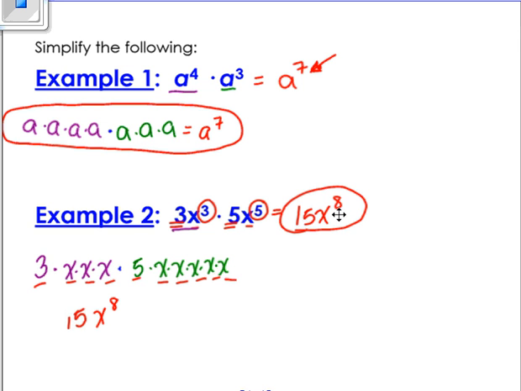This is the shortcut. I'm teaching you the shortcut because it'll save you a lot of time if you have to multiply something ugly together like x to the 20th times x to the 30th.